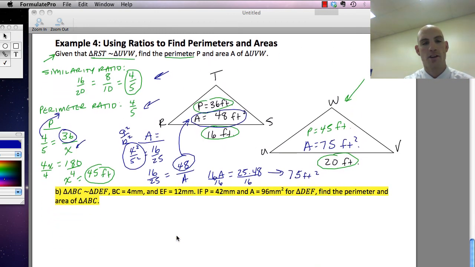I've given you one down here at the bottom, and I'd like for you to try that one. They're giving you the same information, they just haven't given you a picture. So ABC is similar to DEF, and we know the measurements. My hint for you: draw a picture. It will help you immensely.